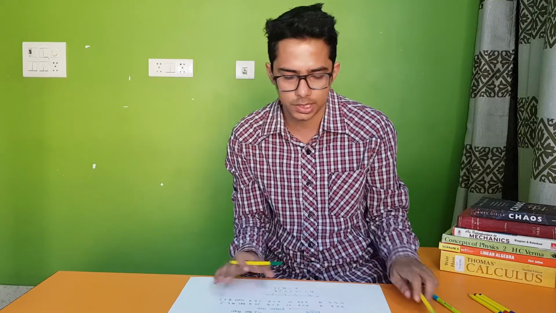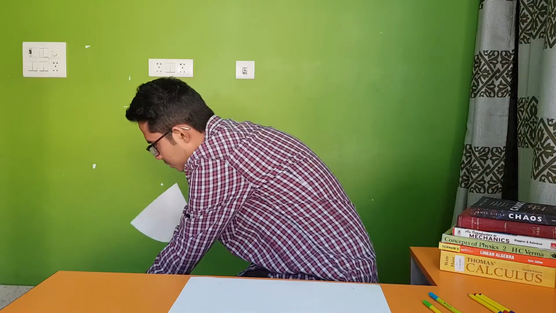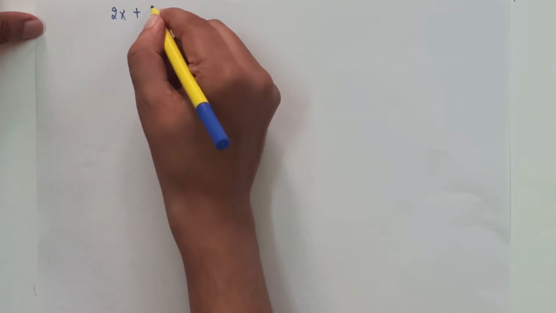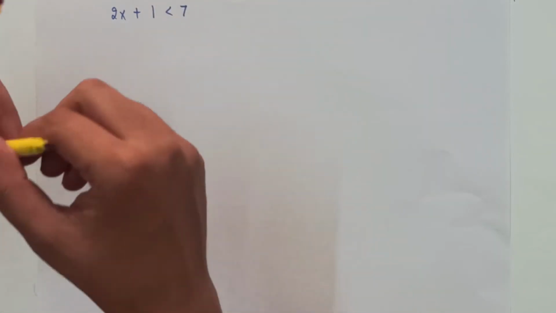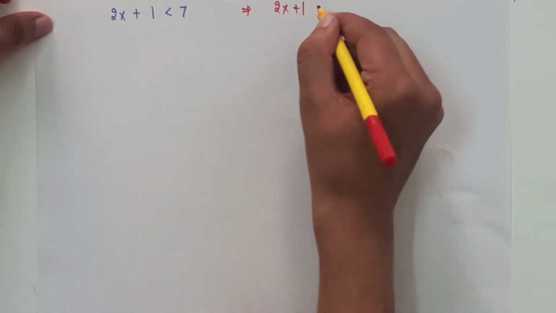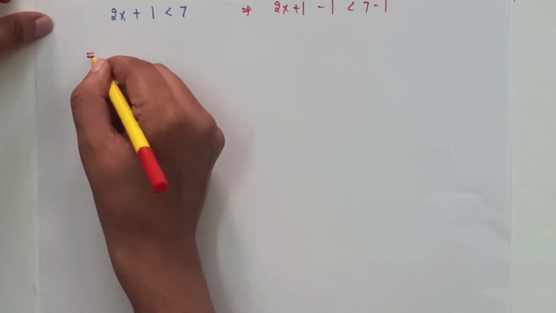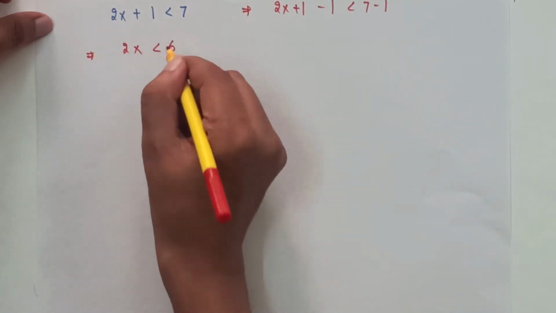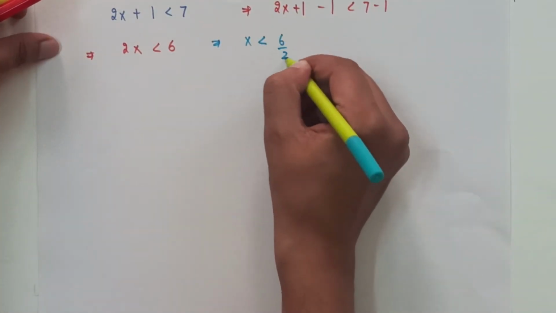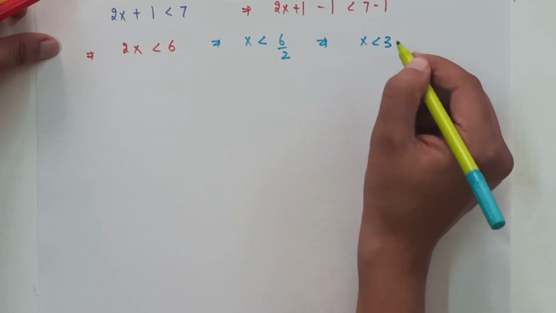Rather than equal, let's take the less than symbol. Suppose 2x plus 1 is less than 7. Subtracting 1 from both sides, we get 2x plus 1 minus 1 is less than 7 minus 1, which gives 2x is less than 6. This implies x is less than 6 by 2, so x is less than 3.